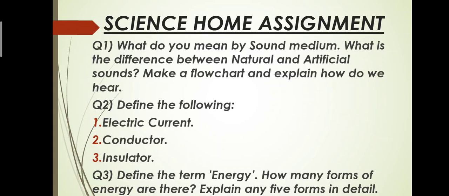Then the second part is, how many forms of energy are there? You explain any 5 forms of energy. You have to write down the 5 forms of energy name. As I have told you that there are overall 5 forms of energy. You have to write down the names of those 5 forms of energy, and you have to write down the description of those 5 forms of energy. Names along with description. I hope you all get my point.